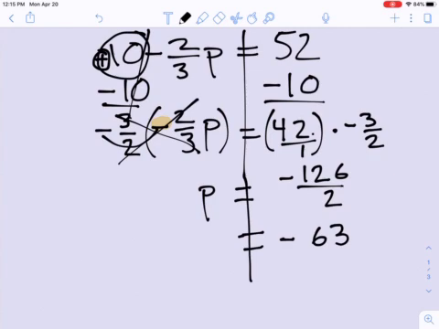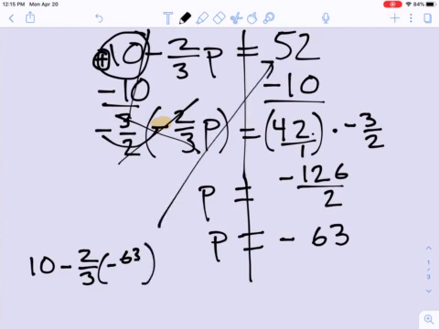All right. So that means that if I put this back in this equation, which we're going to do, I'm going to go 10 minus 2/3 times negative 63. That means that whatever I get from this should equal 52. Well, let's check. 10 minus 2/3. So I go 2 times 63. That's going to give me 126. And then we're going to do 126 divided by 3, which is going to give me 42.